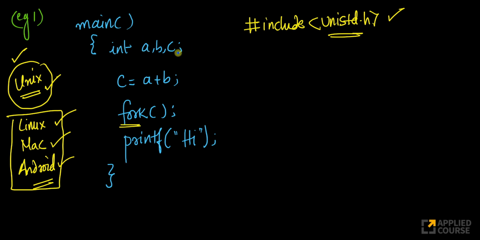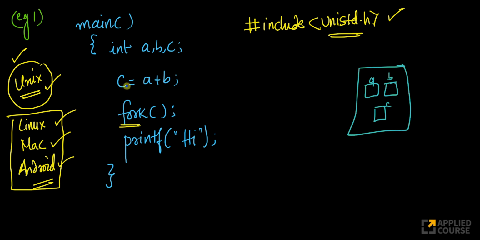What are we doing? We're declaring 3 variables here, which means in the memory what happens? Which means in the memory I'll have some place to store A, some place to store B, some place to store C. Now I'm saying C equals A plus B. There are some random values here. These values will be added and stored into C.